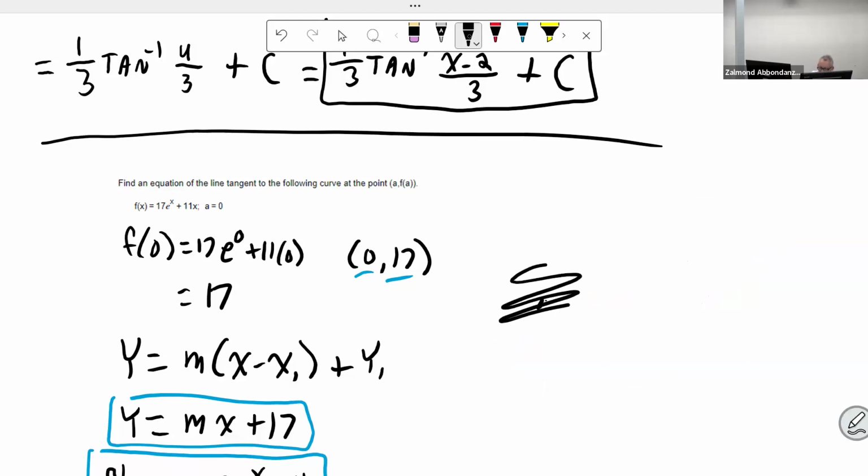So that's the main thing you should know about the derivative: it gives you the slope of the tangent line at a point. Other questions?